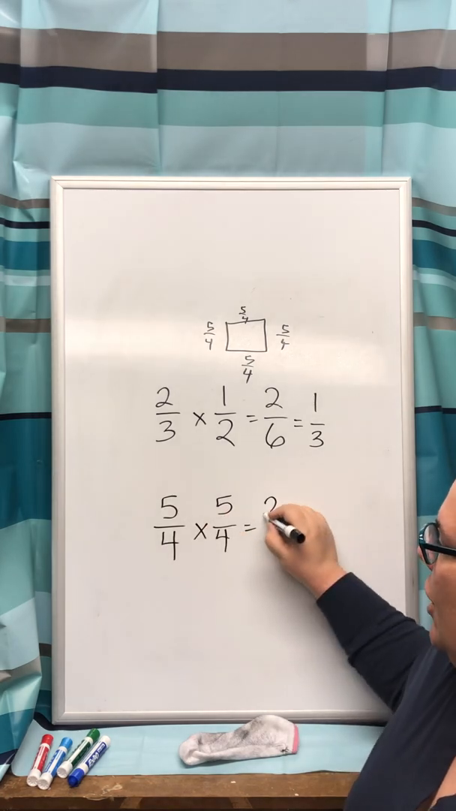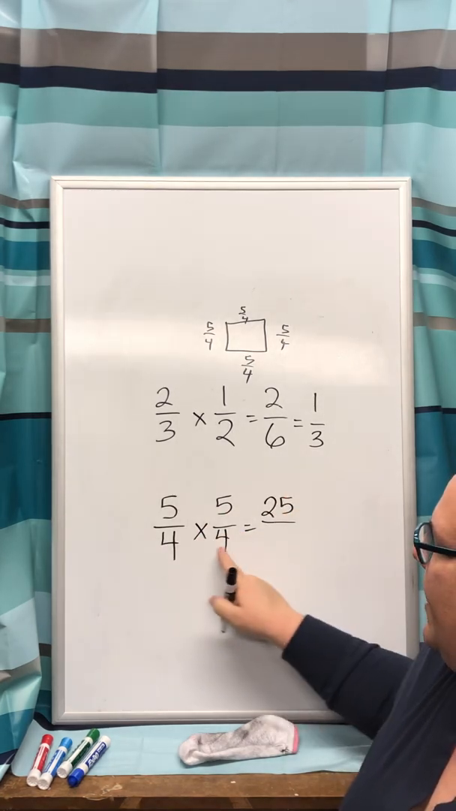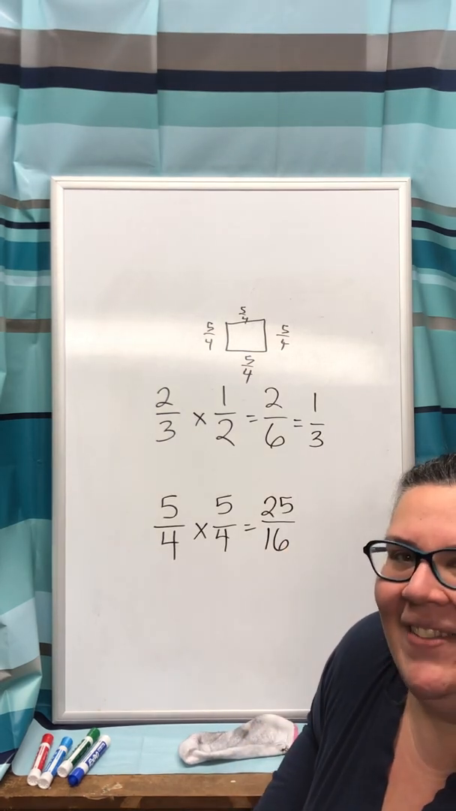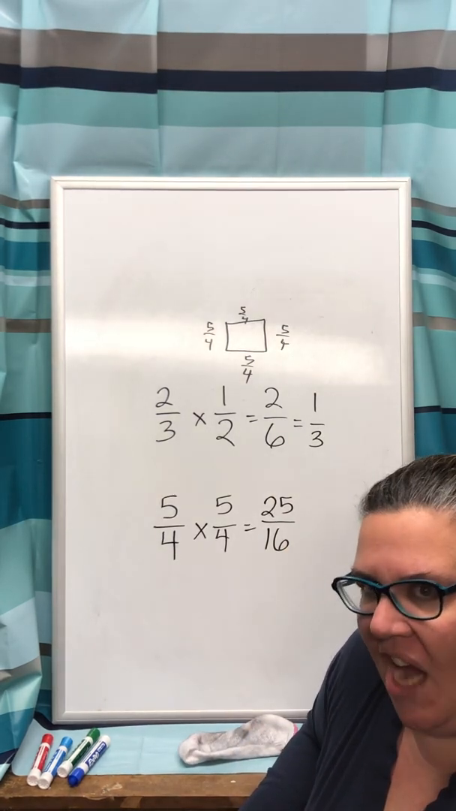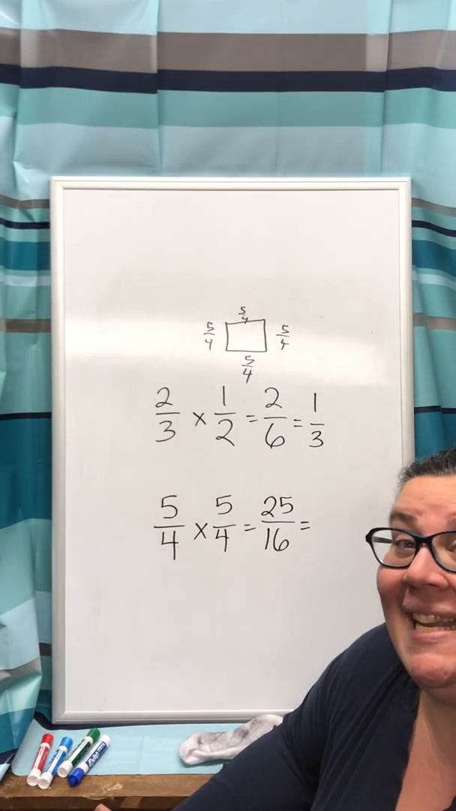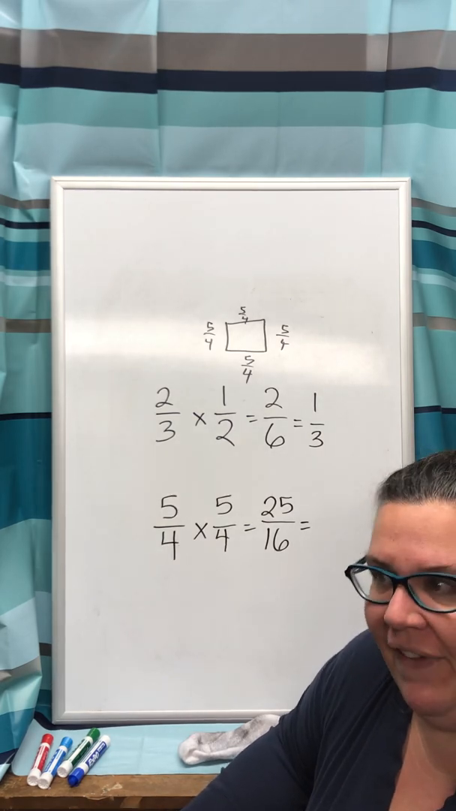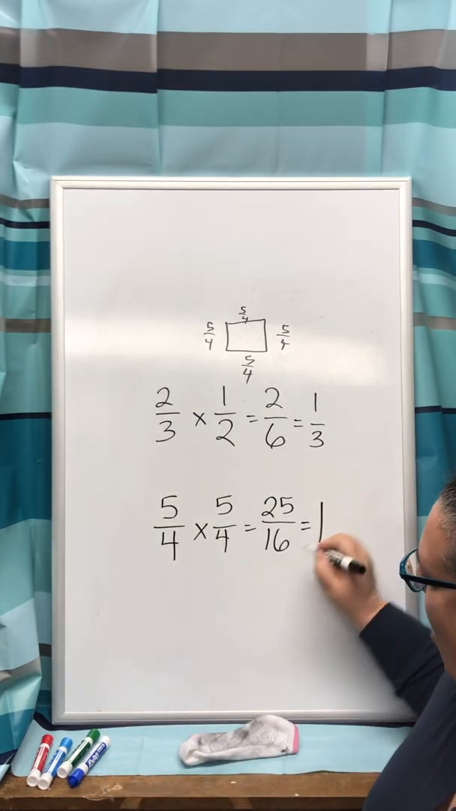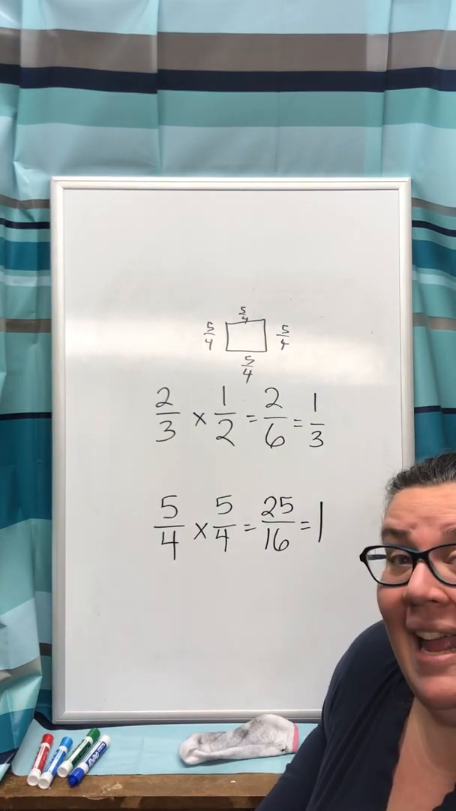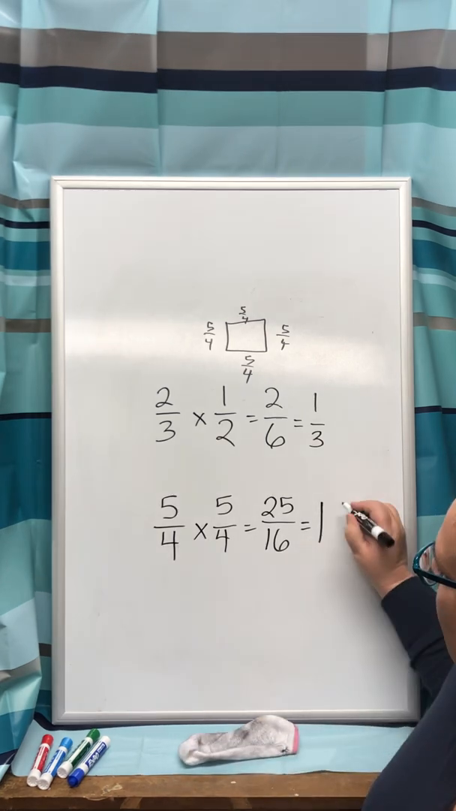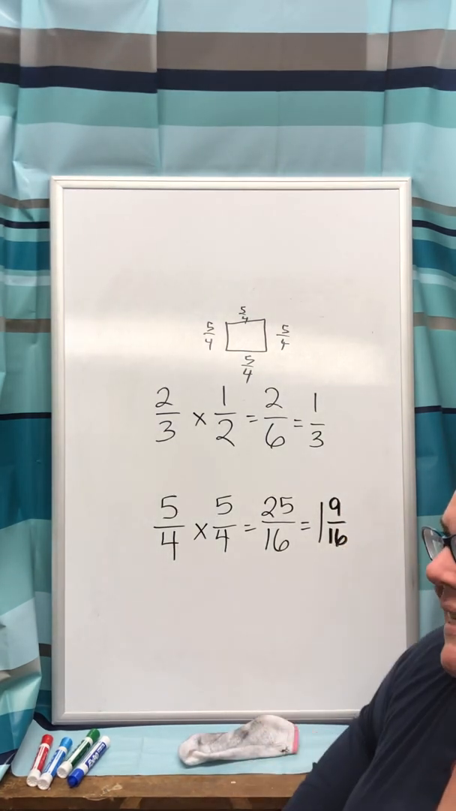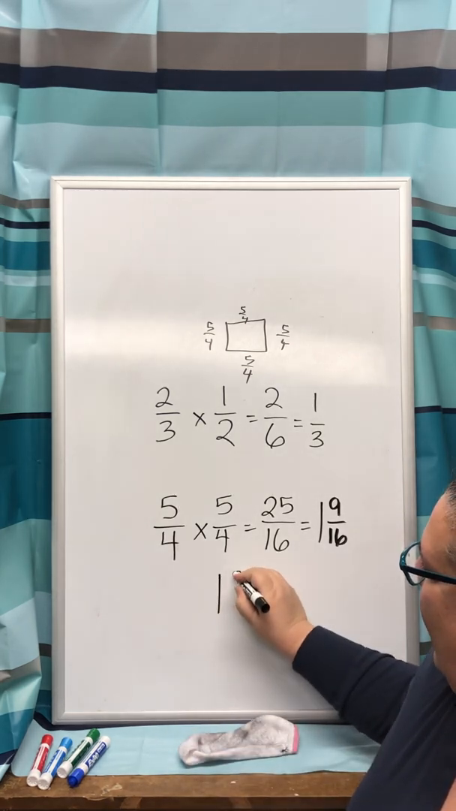5 times 5 is 25. 4 times 4 is 16. 25/16. Improper fraction, I can simplify that down. So we ask ourselves how many 16s are in 25, and I know that I have at least one. And then 25 minus 16 is 9. I'm left with 9/16.